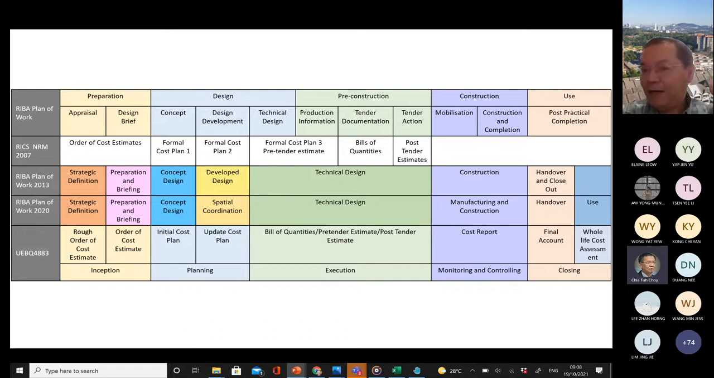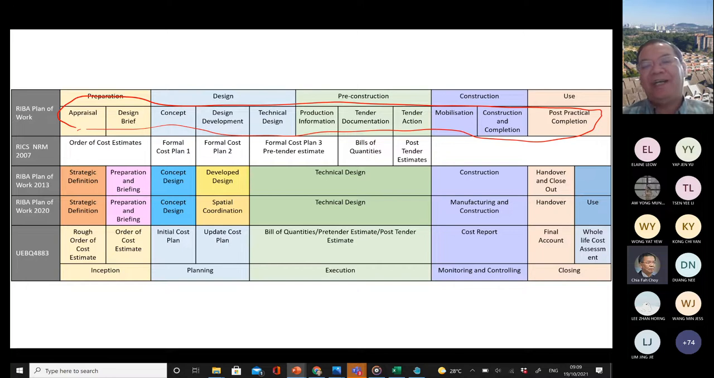Now, you can see here, this is the RIBA plan of work. The first columns are preparation, design, pre-construction, construction, use. This is more detailed. Initially, this is the RIBA plan of work. So this is what they have covered. All right.